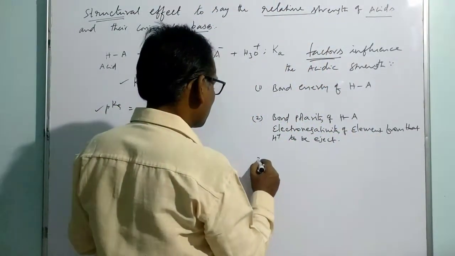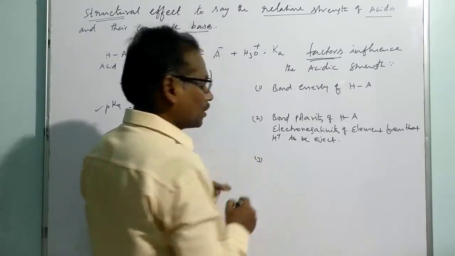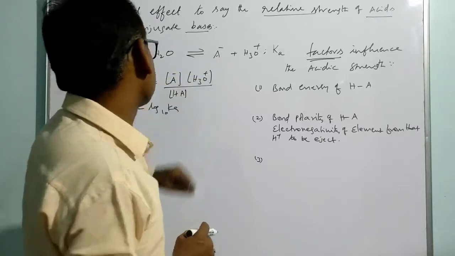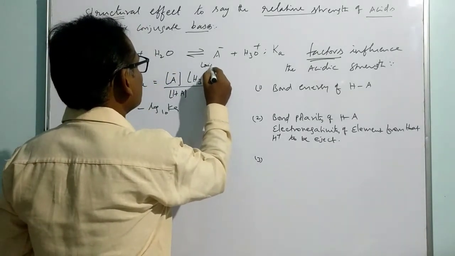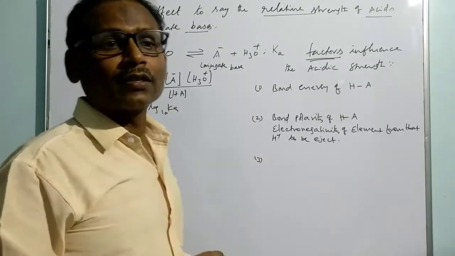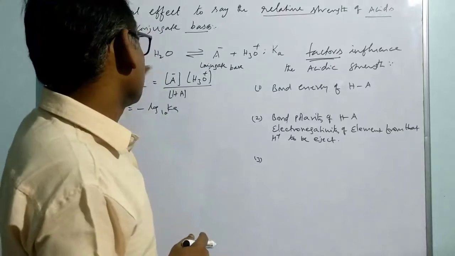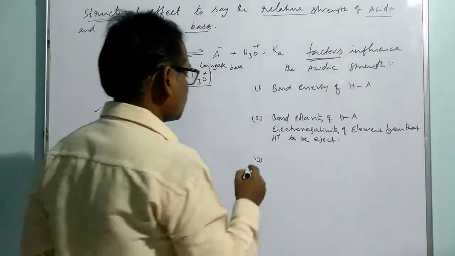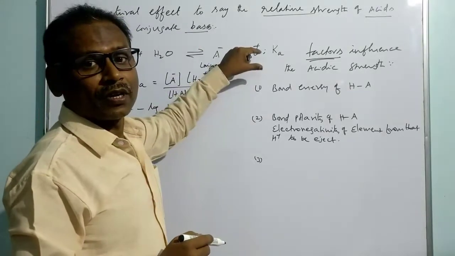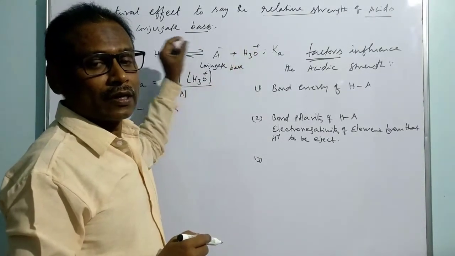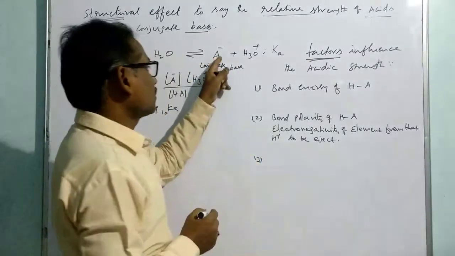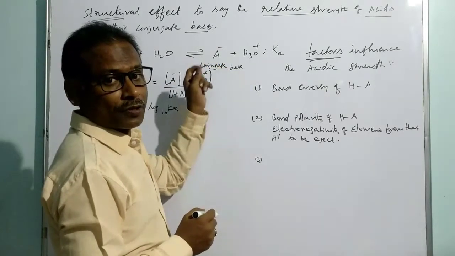And the third factor is the stability of the conjugate base. It is an acid, and its conjugate base is A minus. What is this? It is a conjugate base. You know the acid and base which differ by a proton are referred to as conjugates. So this is an acid and that is its conjugate base. The more stable the conjugate base, the more the reaction is driven to the right side. That means the acidic strength of HA will increase. So the next factor is the stability of its conjugate base.